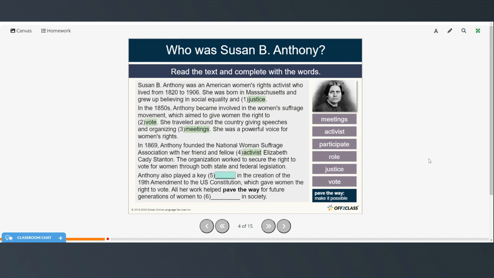Anthony also played a key role in the creation of the 19th Amendment to the U.S. Constitution, which gave women the right to vote. All her work helped pave the way for future generations of women to participate in society.